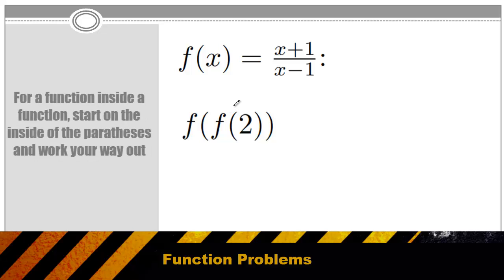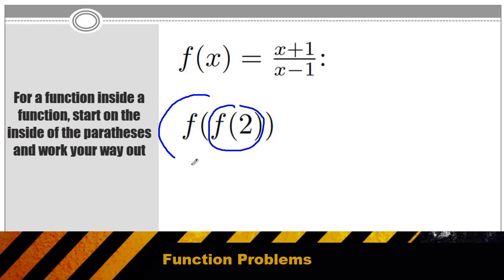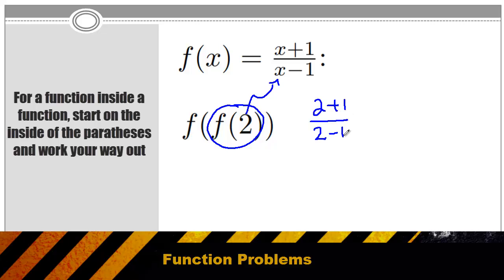If you get a function inside of another function, we're going to use the exact same idea we used with symbols when we found parentheses in a problem. And that is just focus on what's inside the parentheses first. So on the inside I have the function of 2. I take my 2, plug it in for x, and I get 2 plus 1 over 2 minus 1, which is equal to 3 over 1, which is just 3.